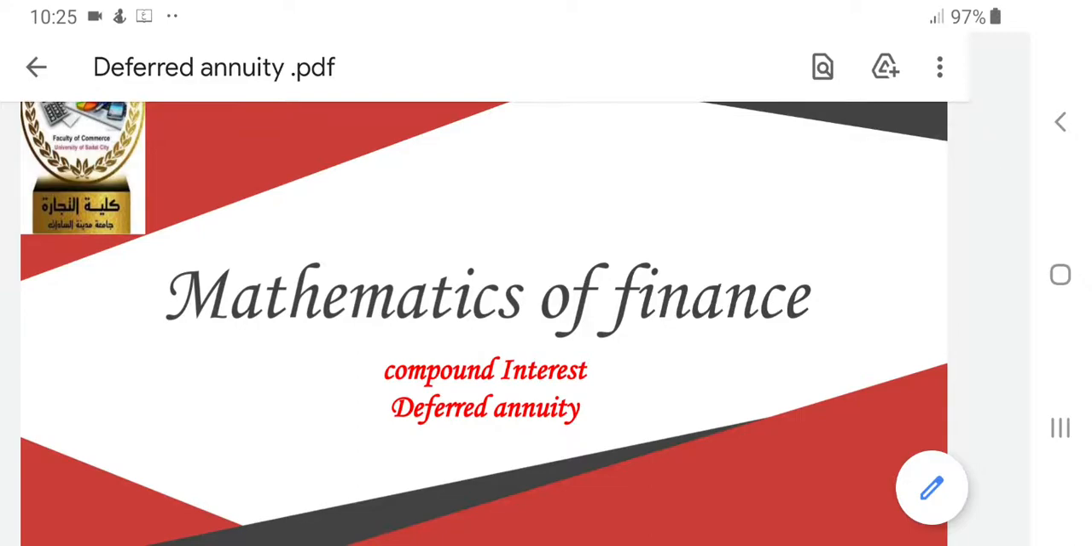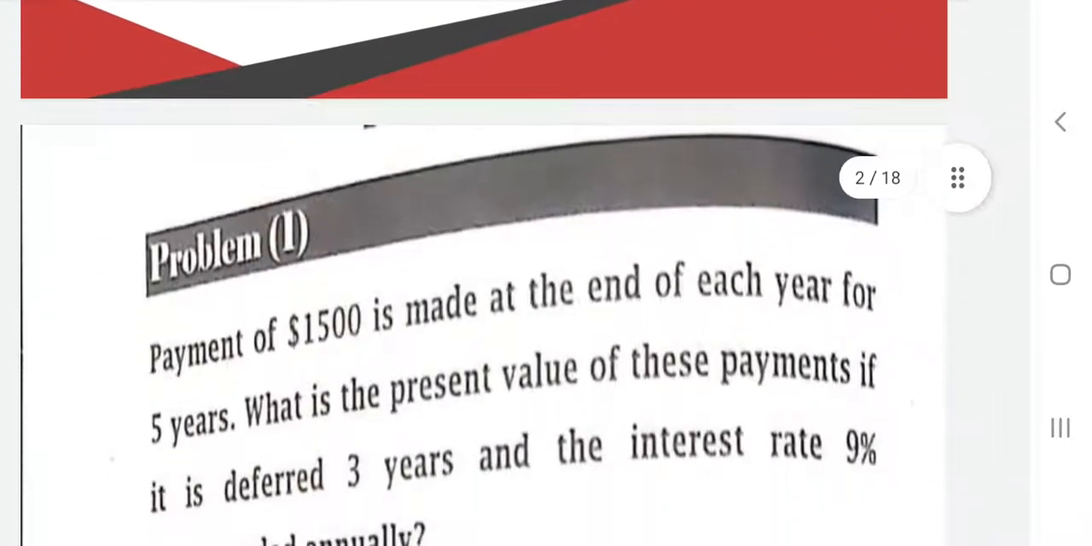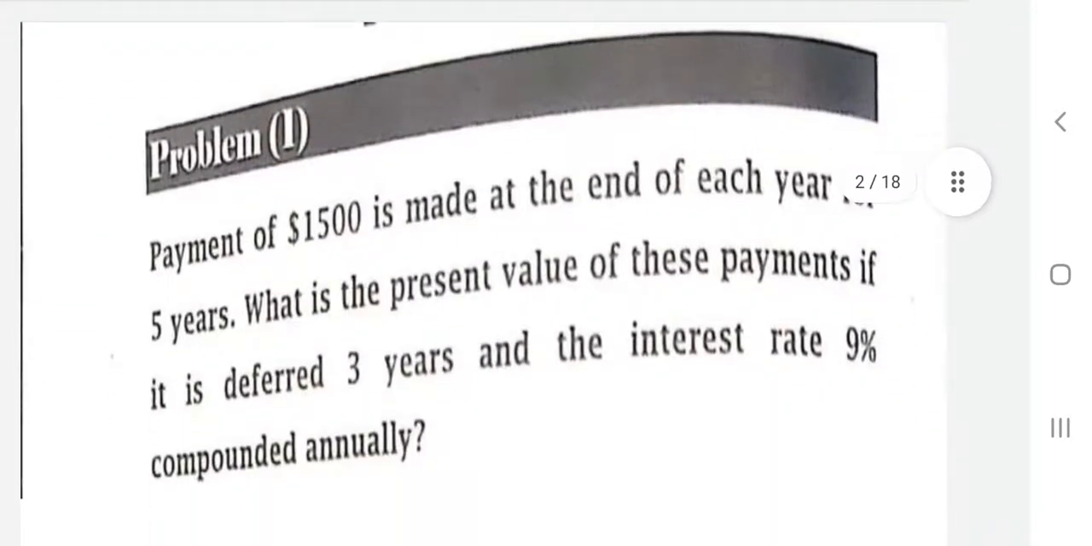Today inshallah we will resume talking about mathematics of finance, compound interest, deferred annuity. Let's start with problem number 1. Payment of $1,500 is made at the end of each year for 5 years. What is the present value of this payment if it is deferred 3 years and the interest rate is 9% compounded annually? Let's start by defining the type of annuity.